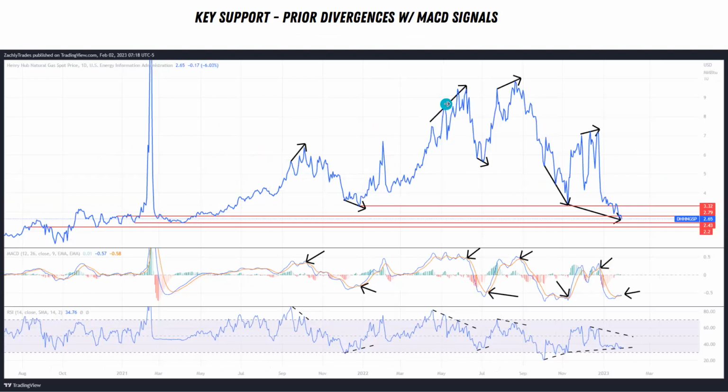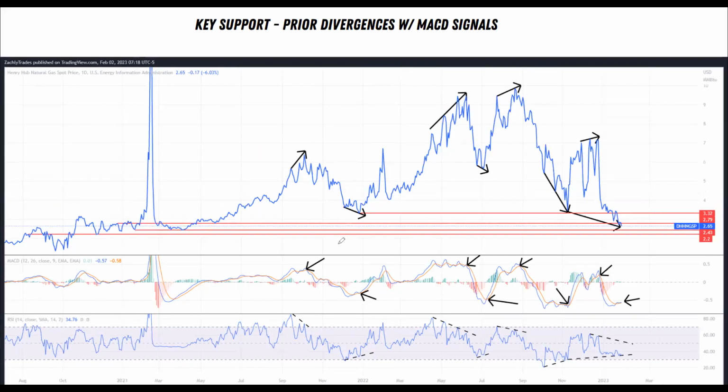Now, if we take a look at the price of natural gas itself, the spot price, all right, we can still use those divergences and those MACD signals to really give ourselves some inference into what we do, right? So you see here, we're making higher highs, right? And then on the relative strength index, we're making lower highs. We combine that with a MACD sell signal, and then we get a big move to the downside. Over here, we're making lower lows on the price of natural gas, while the relative strength index is making higher lows. Then we combine that with a MACD entry signal, and we get a sharp move to the upside.